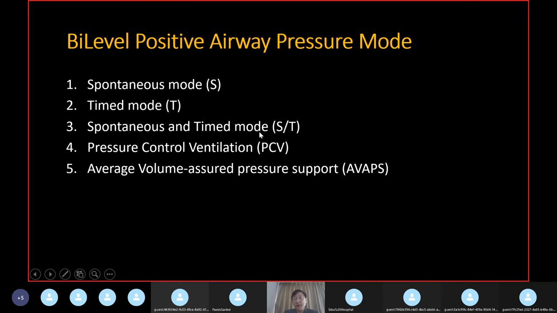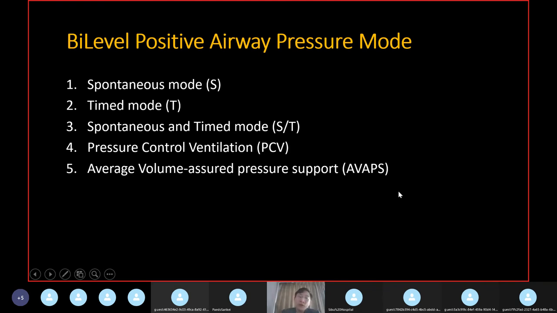So there is a pressure control mode, and it appears in your V60. The other quite interesting mode in the V60 is AVAPS, all right? What you call average volume assured pressure support, right? AVAPS is more or less like a volume control ventilation, or you could say it is more like a PRVC mode in a Servo-i ventilator, right? The machine will try to achieve a certain target volume that you set in the machine, by slowly titrating the pressure in order to achieve this target volume. So here, you only need to set the rate, set the volume, and set the maximum pressure that you need to deliver. We're going to see it one by one later on, right?